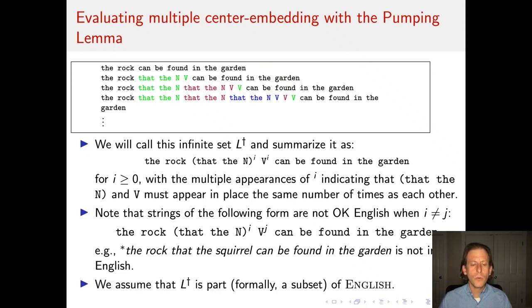We are going to assume, and this is important, that L dagger is formally a subset of the formal idealization that we call English. It's clearly not all of English. And that's important because we're not going to be able to analyze all of English, but we are going to be able to analyze L dagger. So if we can get from that formal language idealization English to L dagger, we can maybe do something with L dagger. That's the strategy that we're taking.